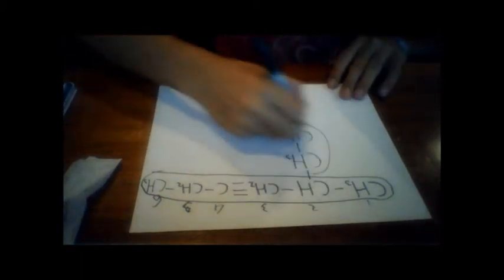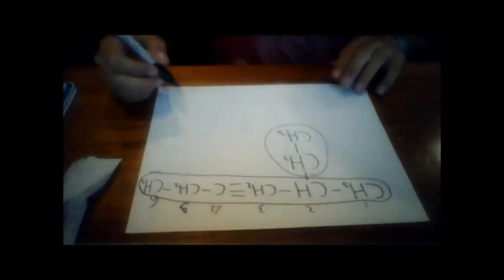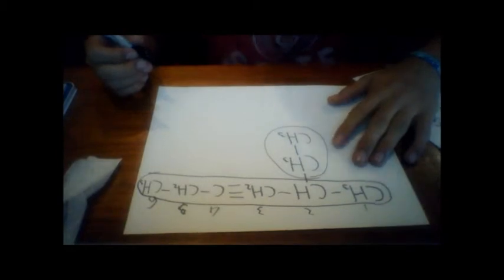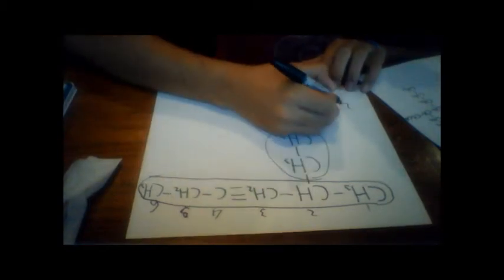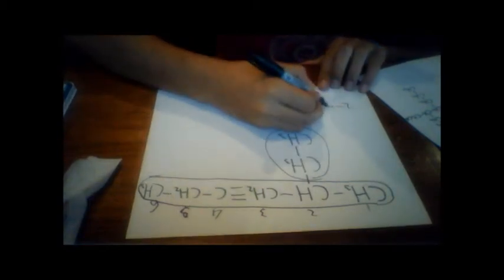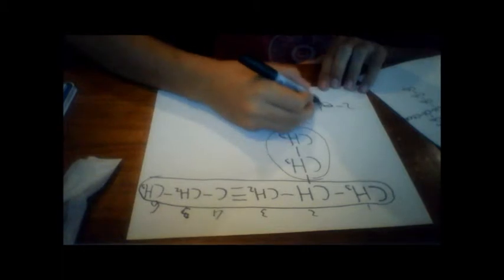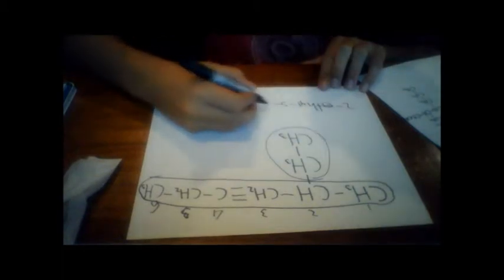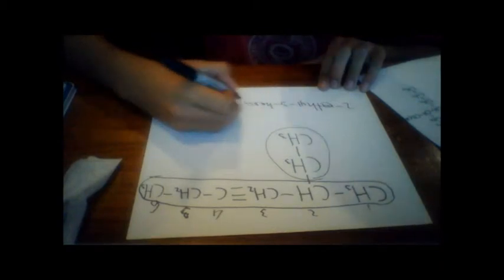Then you have to identify the branches and then give the name to it by putting first the branches in alphabetical order. Like here it is 2-methyl, 2-ethyl, 3-hexyne.